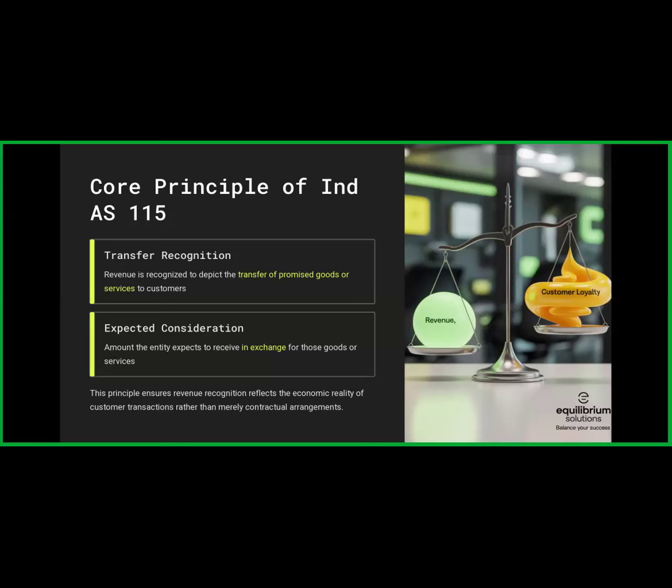So this principle provides the guideline on this. This principle ensures the revenue recognition reflects the economic reality of the customer transactions rather than merely contractual arrangements. Whenever we buy something, it is actually a contract between the shopkeeper and the customer. In the same way, whenever a company sells any goods or any service, it is a type of contract, that is the delivery of goods and services and the transfer of payments.